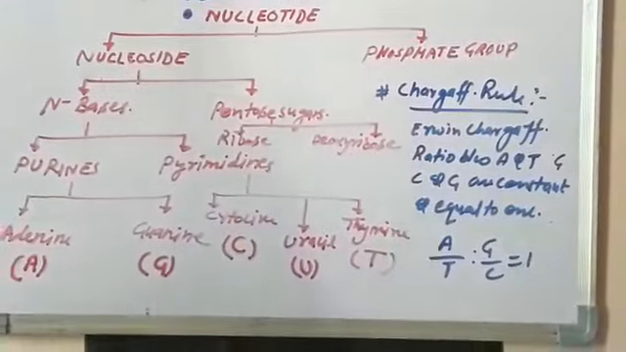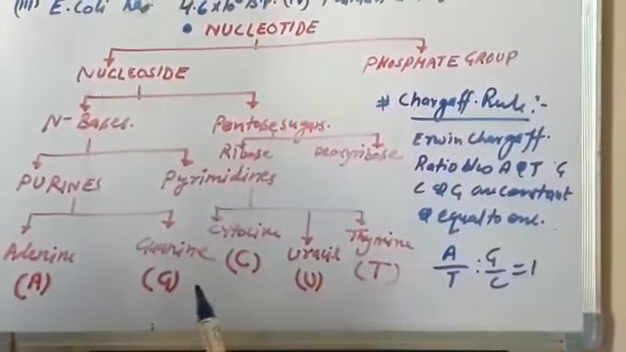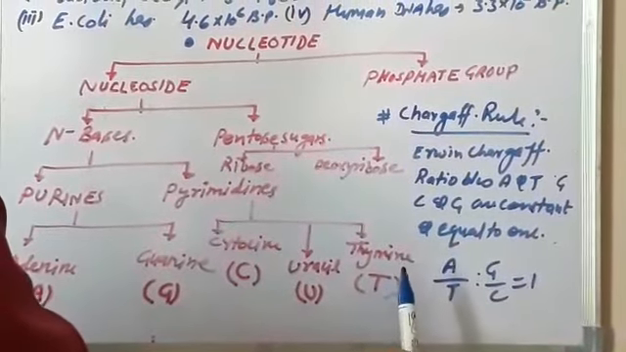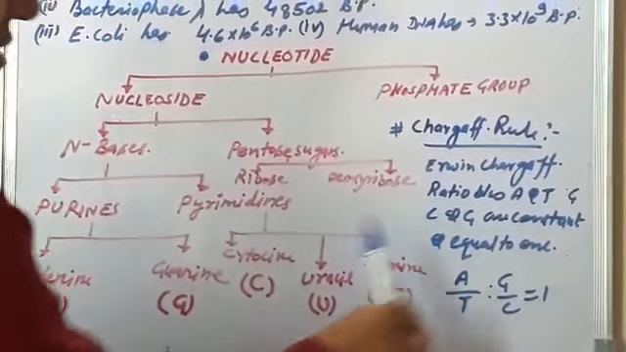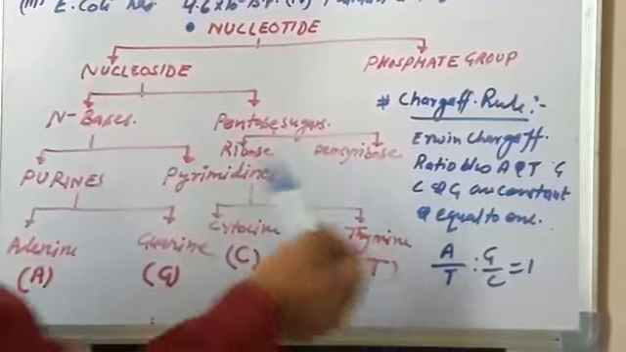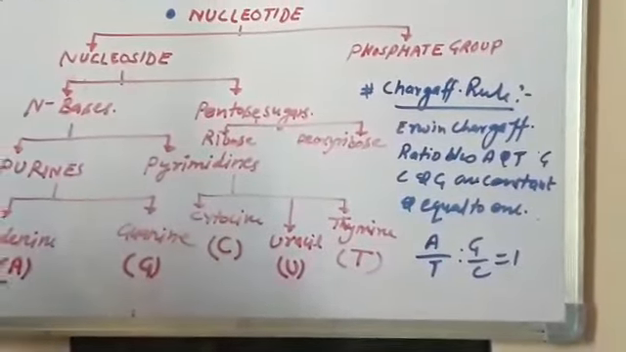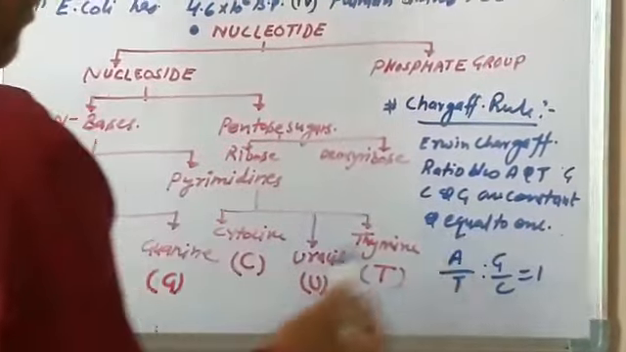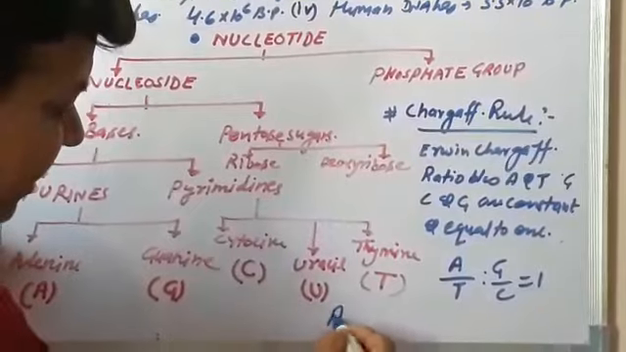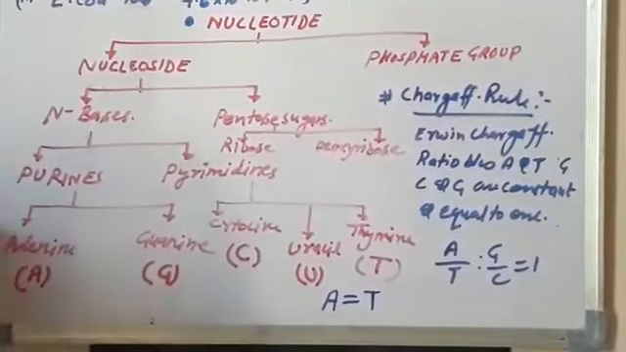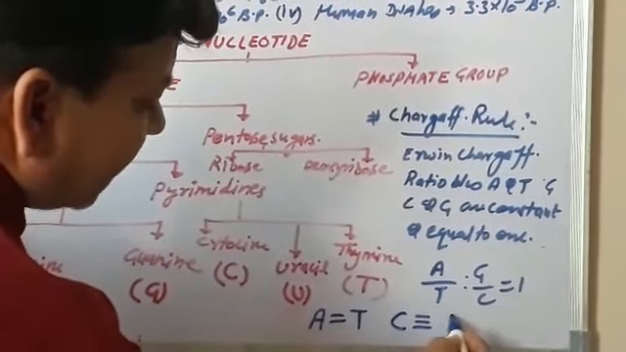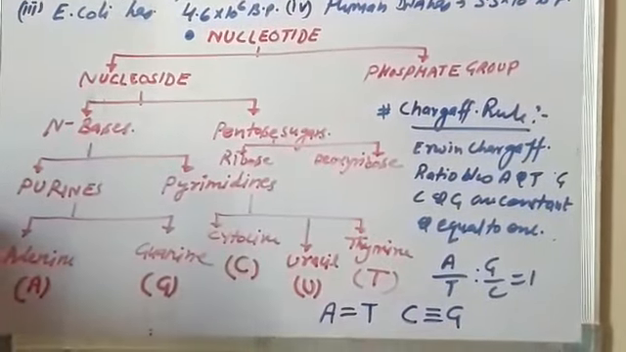One more important thing is Chargaff's rule. Irving Chargaff states that the ratios between adenine and thymine, and guanine and cytosine, are constant and equal to 1. For example, A upon T and G upon C are each equal to 1. It means that adenine always joins with thymine with a double bond, while cytosine always joins with guanine with a triple bond.